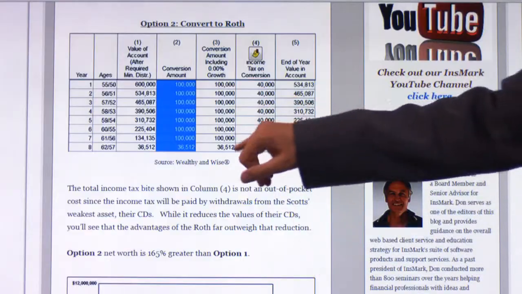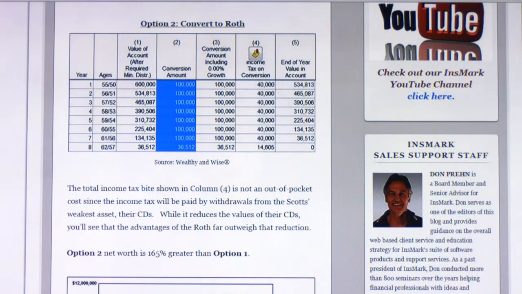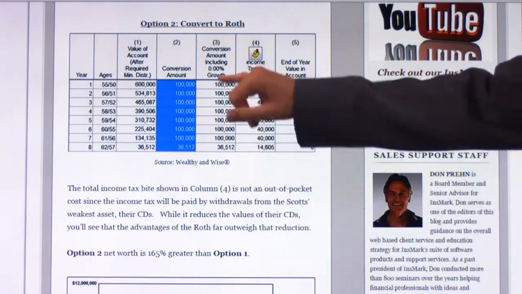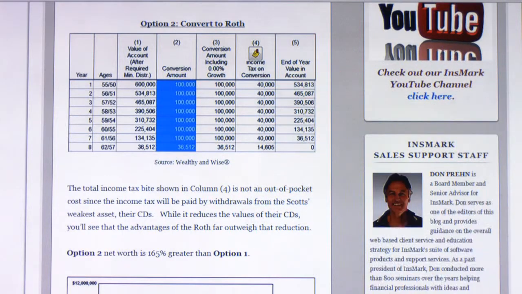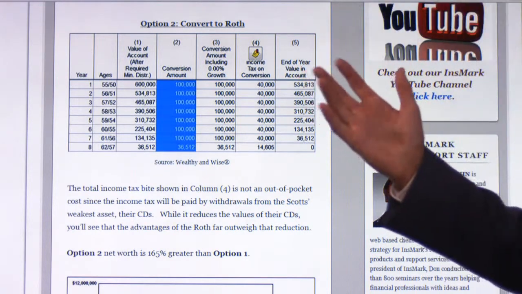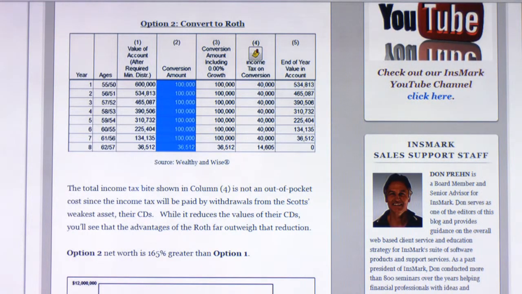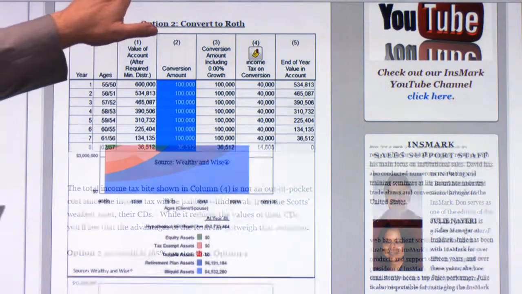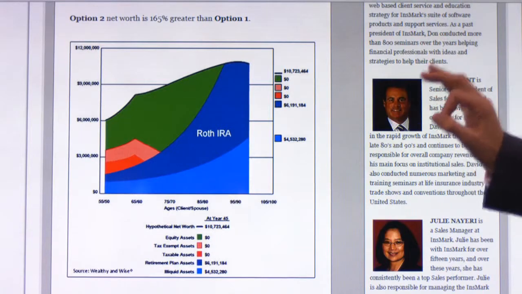So as you can see, they have $600,000 in their IRA. We're going to liquidate it over 8 years, $100,000 a year, paying $40,000 a year in tax. And that's all accounted for in our Wealthy and Wise wealth analysis, the projection to the future. And so if we want to look and see the impact of that, let's go here. Okay, so this is option two.